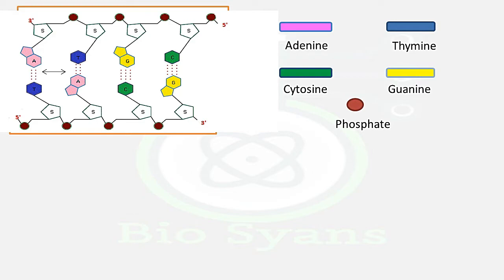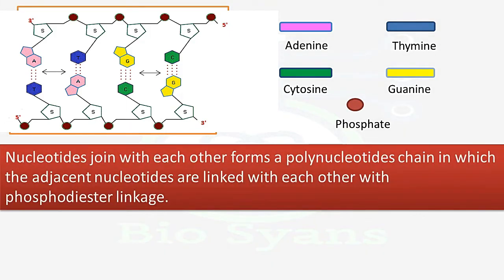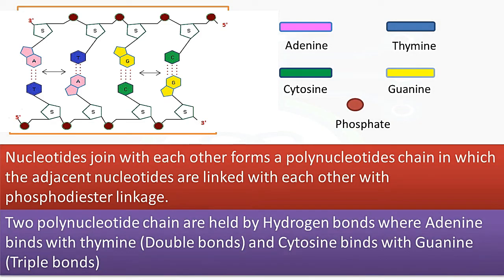And then what happens? These two polynucleotide chains that I showed you, 1 and 2, are linked with each other by hydrogen bonds. If you can see the hydrogen bonds. So we can say that nucleotides joined with each other form a polynucleotide chain in which the adjacent nucleotides are linked with each other with a phosphodiester linkage. And two nucleotide chains are held by hydrogen bonds where adenine binds with thymine and cytosine binds with guanine.